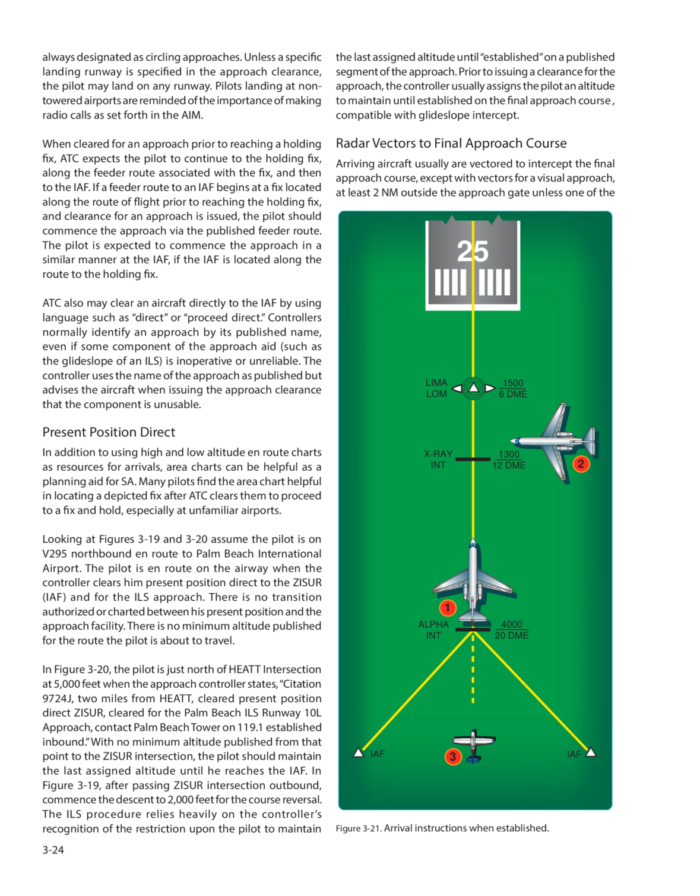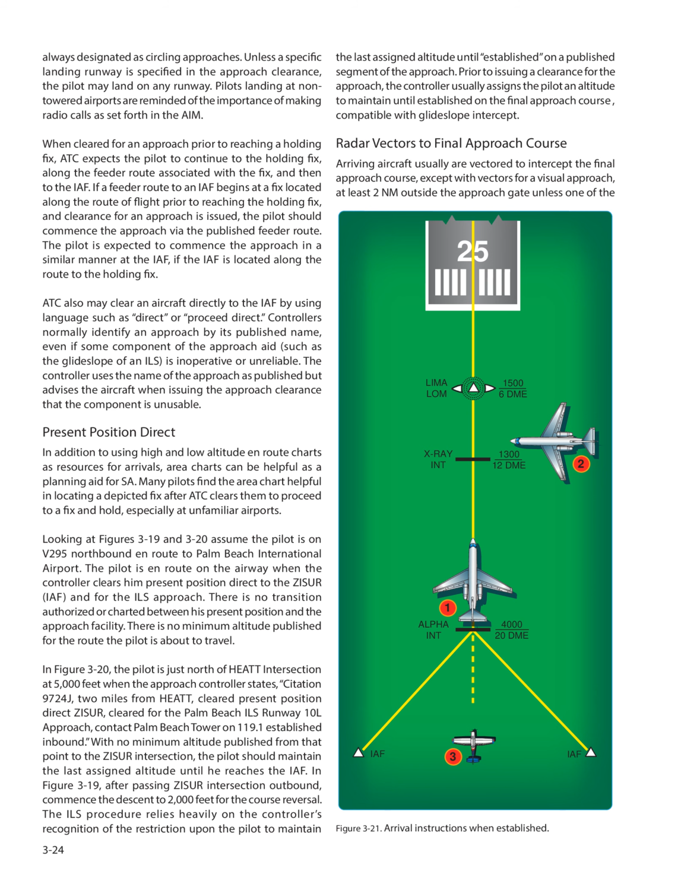In addition to using high and low altitude en route charts as resources for arrivals, area charts can be helpful as a planning aid for SA. Many pilots find the area chart helpful in locating a depicted fix after ATC clears them to proceed to a fix and hold, especially at unfamiliar airports.